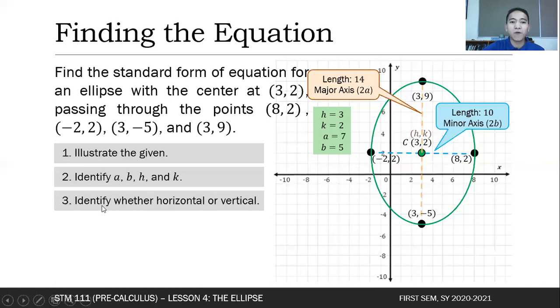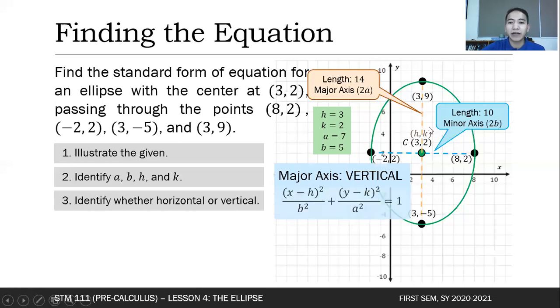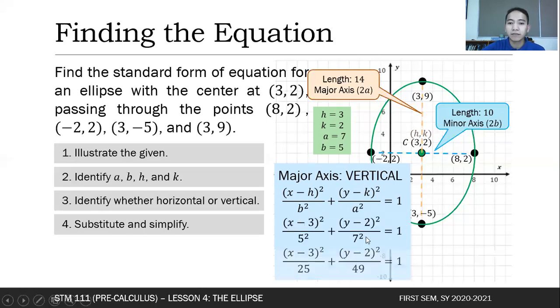So ngayon, identify mo kung horizontal or vertical. Obviously, kasi yung major axis mo ay vertical, ang ellipse mo ay vertical. Dahil vertical yan, center at HK, ito yung gagamitin mong formula. So yan, alamin mong formula na gagamitin. Pagkatapos, i-substitute mo na yung H, K, A, and B. And we have this one. Simplify that one. And this is your standard equation of your ellipse with the following details given. So that is how we find the equation of an ellipse.